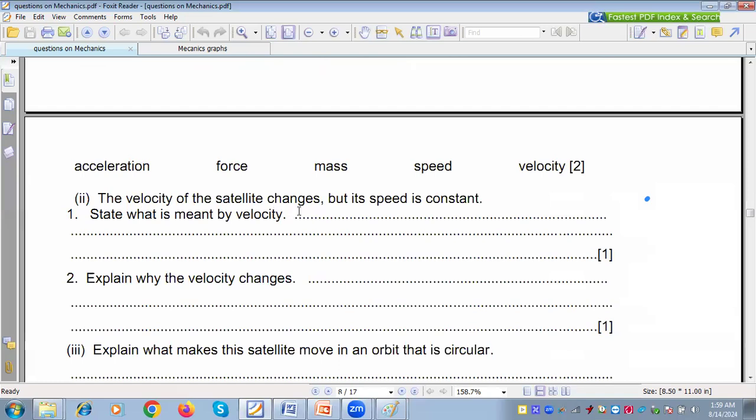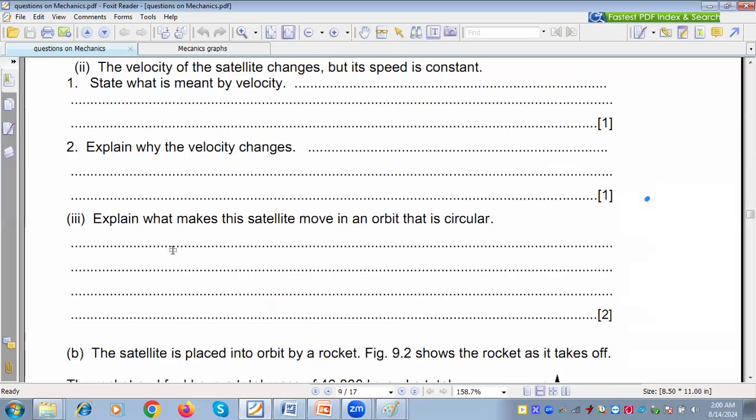The velocity of the satellite changes, but its speed is constant. So, what is meant by velocity? Velocity is the rate of change of displacement, that is, change in displacement with respect to time. Explain why the velocity changes. As we discussed in the previous question, the direction changes. Even if the speed is constant, the direction changes at every moment. 1 mark for this. Explain what makes this satellite move in a circular orbit. The gravitational force of the Earth provides the necessary centripetal force.